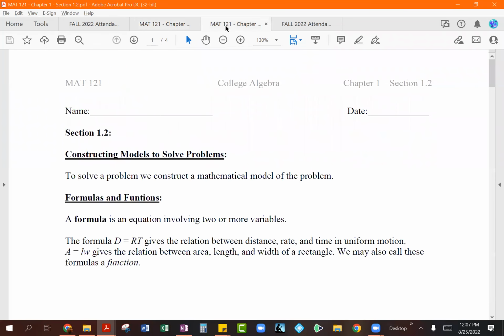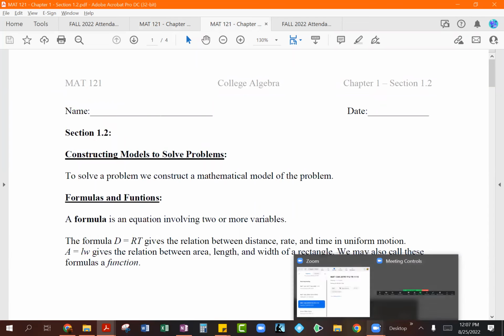Sometimes this tablet really doesn't want to cooperate with me. Okay, do what you want to do.